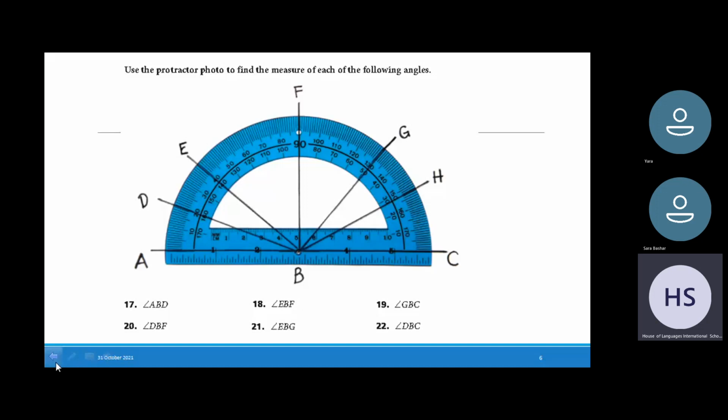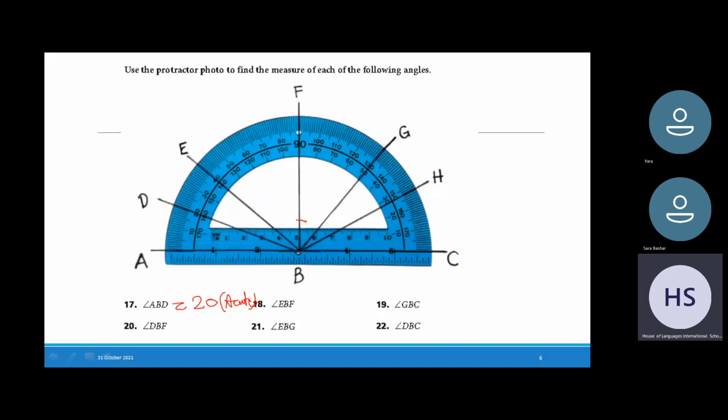Now, ABD. I want you to give me the measure of the angle. 20. How will it be? Because it will be 20, like here. So now, it's 20. Is it acute or obtuse? It is acute. It's greater than zero, but less than 90. Bravo.